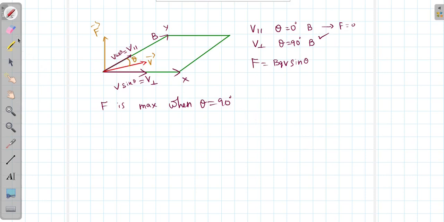Now you can redraw the diagram. In the x-axis draw the velocity vector, and in the y-axis draw the magnetic field vector, and exactly in the z-axis we will get the force. There is no difference in this case. Here it is the magnetic field vector, and here it is the velocity vector. Here angle theta equals 90 degree, and we are getting force.